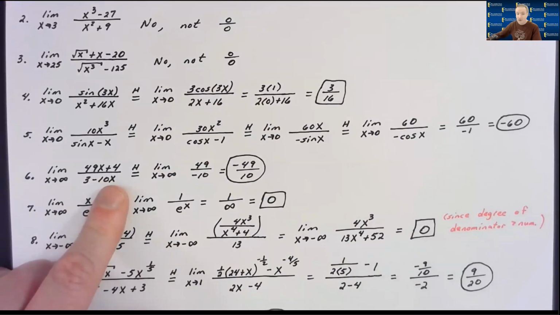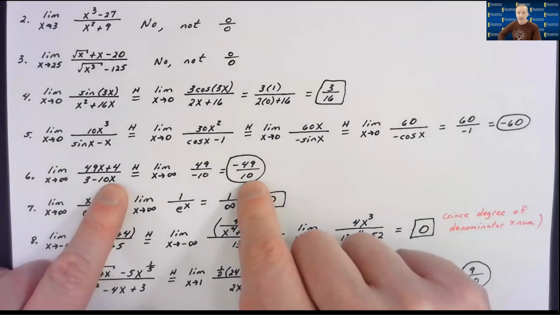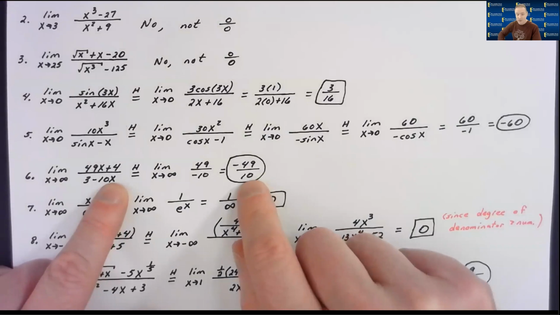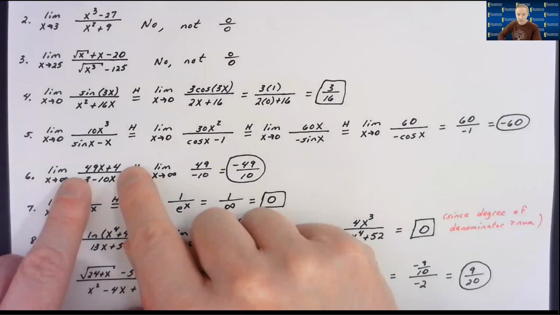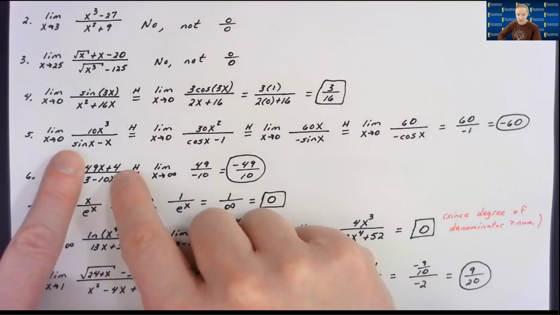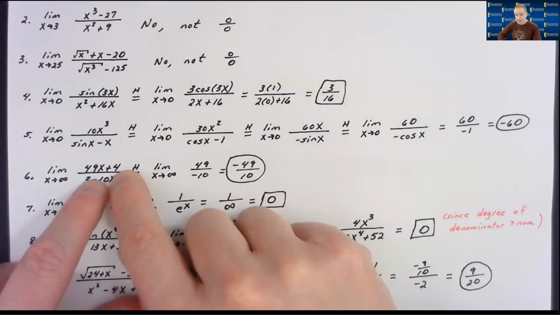Horizontal asymptotes are the same thing as the limit as x approaches infinity. It's just what y value do the x values go to as x goes to infinity? And you can say, well, I know it's negative 49 over 10. How do I know that? Well, I would know that without calculus by just looking and saying, well, the degree of the numerator and denominator is the same. The fraction of the leading coefficients is 49 over negative 10. Final answer.